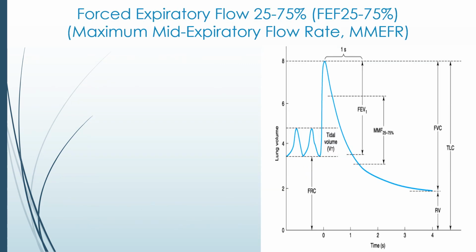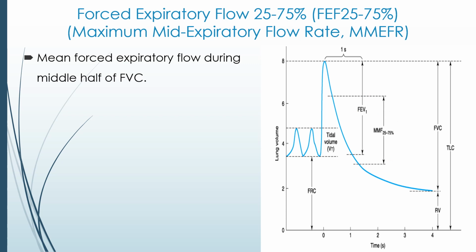Forced expiratory flow during 25 to 75% of expiration is also called maximum mid expiratory flow rate. It is the mean expiratory flow rate during the mid 50% of the forced vital capacity. It is measured in liters per minute, and the normal value is 300 liters per minute.